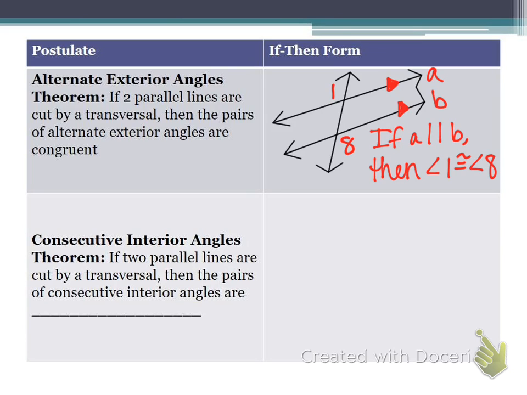Consecutive interior angles. Again, we need our diagram. Lines A and B being parallel to each other. Cut by a transversal. Labeled with our triangles.